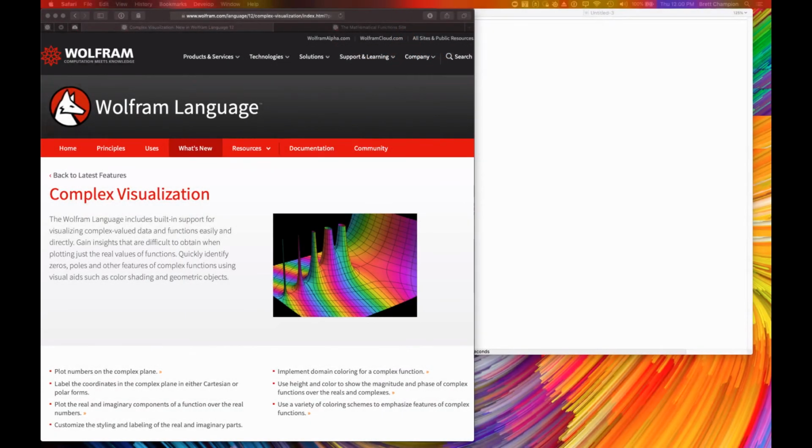Hello, my name is Brett Champion, and my team works on all the plotting and charting functions in the Wolfram language. And today we're going to look at some new functionality for visualizing complex valued data and functions.